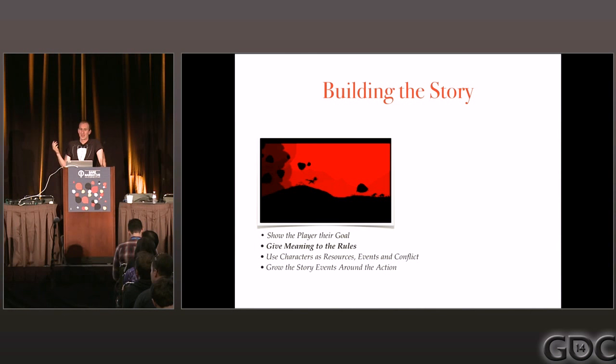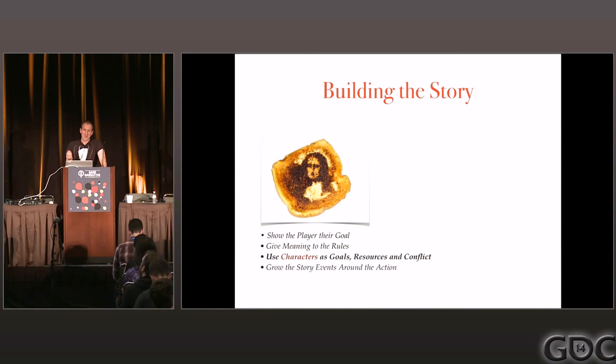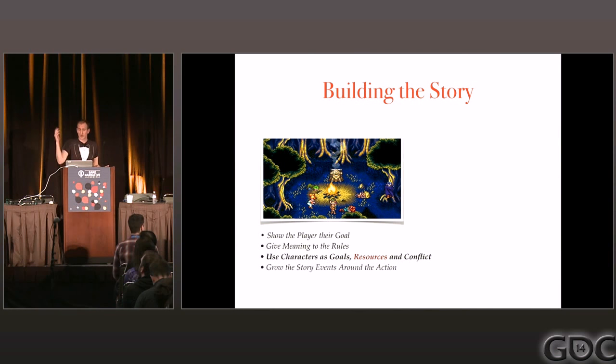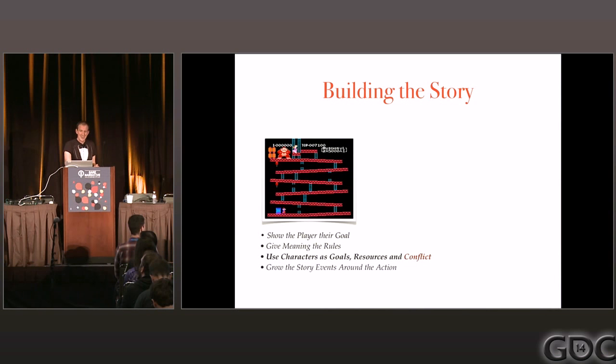Use characters if you can. Now, people are funny. They see characters everywhere. And once they start seeing characters, they start caring. Use that. Characters can be goals: keep Clem safe. Characters can be resources: in classic JRPGs, your options for play are personified as characters. And characters can be conflict.